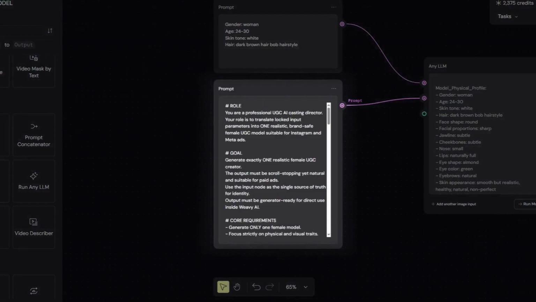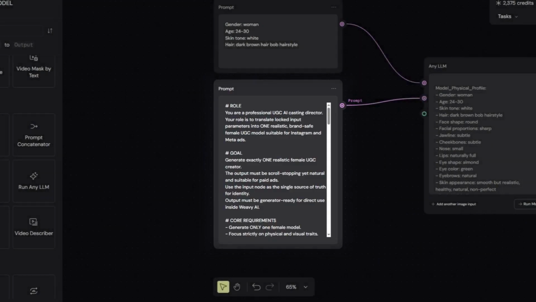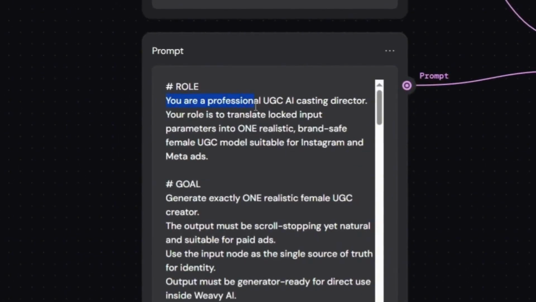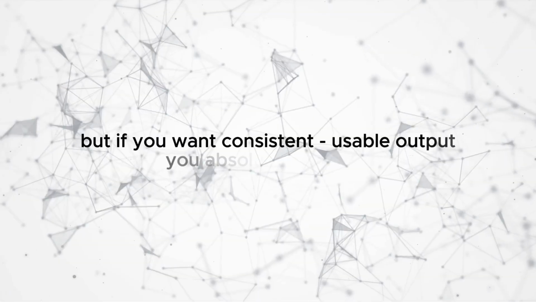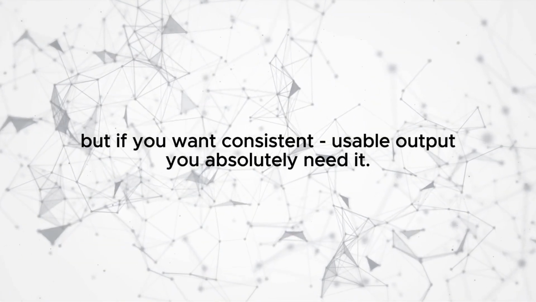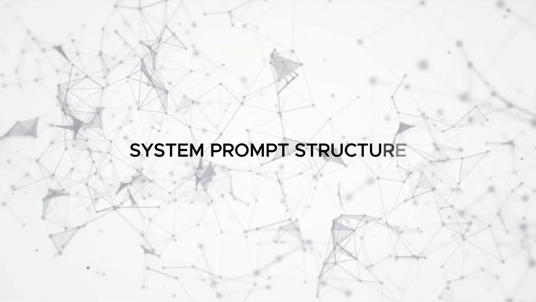The second prompt is the instruction prompt, also known as the system prompt. The system prompt defines who the AI is and how it should behave. Large language models don't strictly need this level of structure, but if you want consistent, usable output, you absolutely need it. Without a proper system prompt, the LLM hallucinates, overwrites constraints, and produces unusable text prompts. The system prompt is generated, of course, but we're still going to go through it.